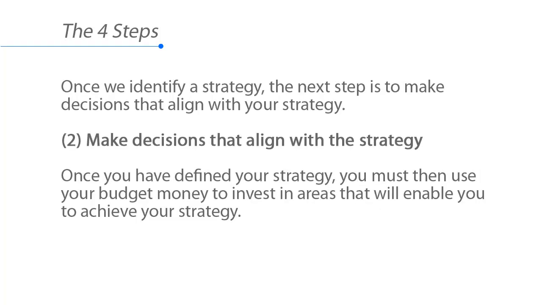Once we identify a strategy, the next step is to make decisions that align with your strategy. Step 2. Make decisions that align with the strategy. Once you have identified your strategy, you must then use your budget money to invest in areas that will enable you to achieve your strategy.